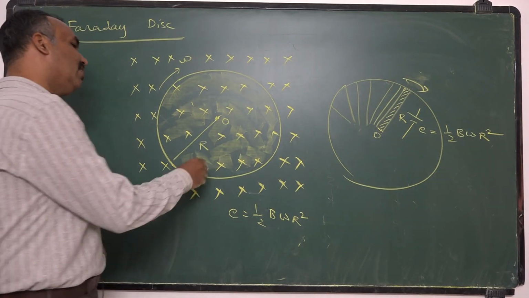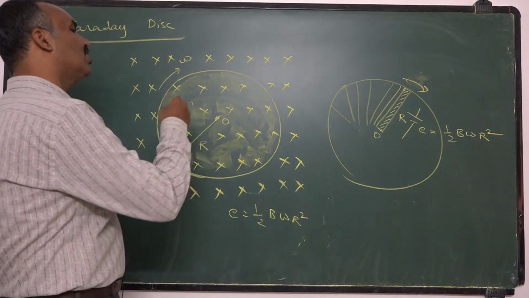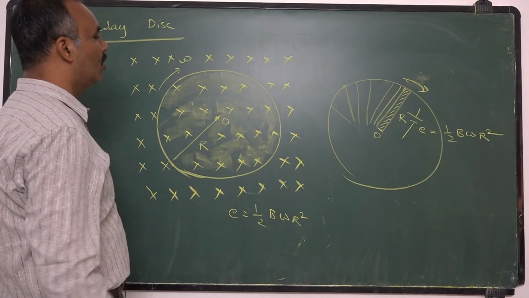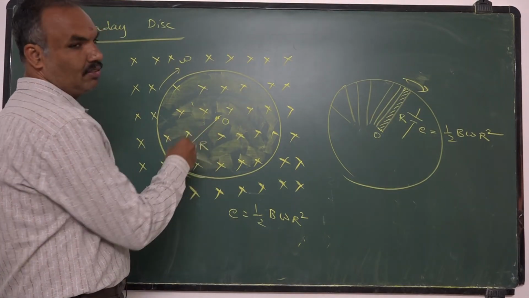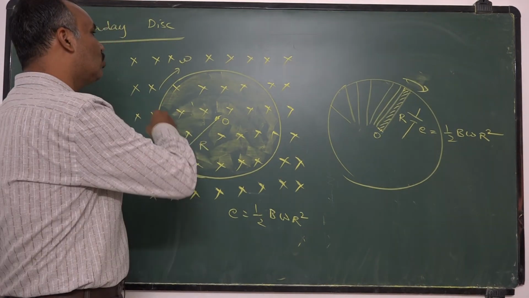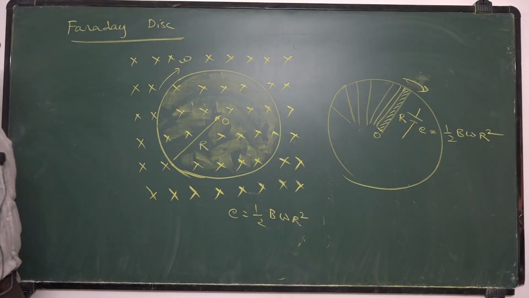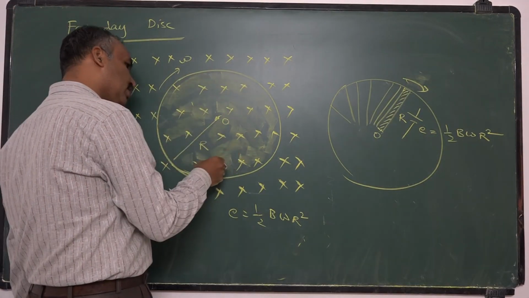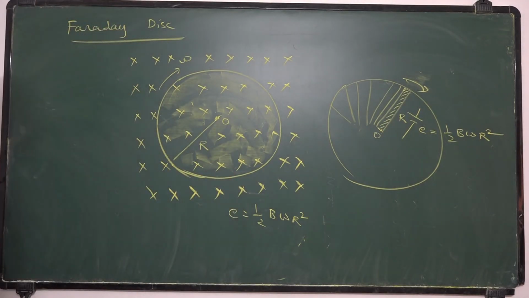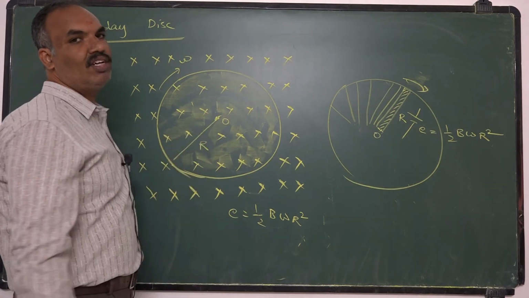Actually, the flux linked with the disc is not going to change. Even the position of the disc is not going to change. The flux linked with the disc is fixed, and the position of the disc is fixed. The disc is rotating around its own axis with angular velocity omega. As the number of lines of force is fixed, even so, in this case you are getting some EMF between the center and the edge of the disc.